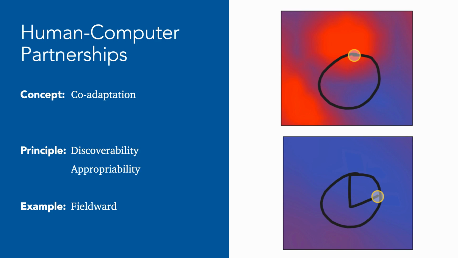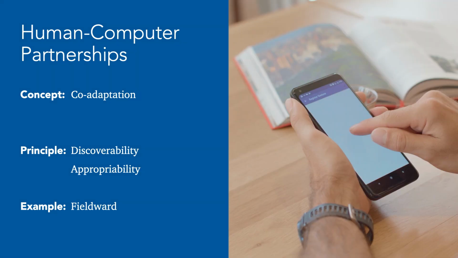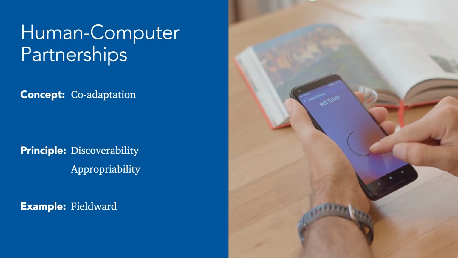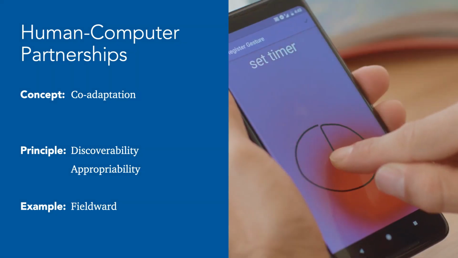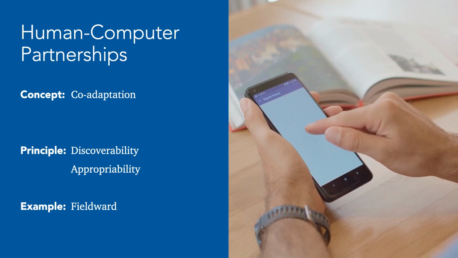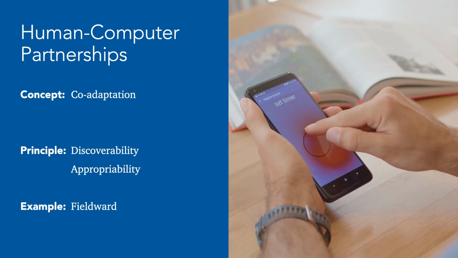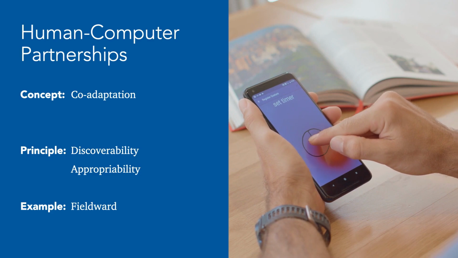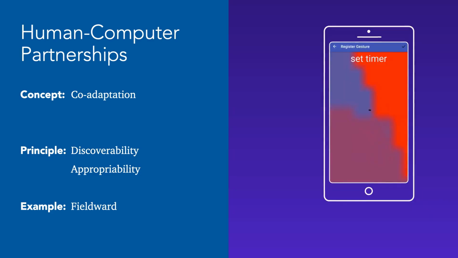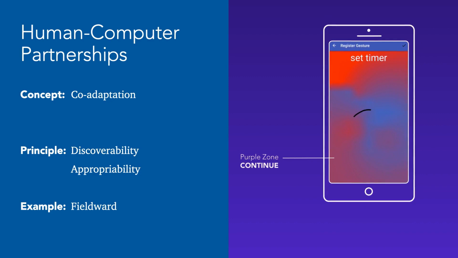FieldWord provides a dynamic heat map. As the user draws a gesture, the system changes color to indicate what it is recognizing. If the gesture ends in a blue zone, the gesture is unique and can be adopted by the user. If it ends in a red zone, it is not easy to distinguish from another gesture, so the user should continue or start over.